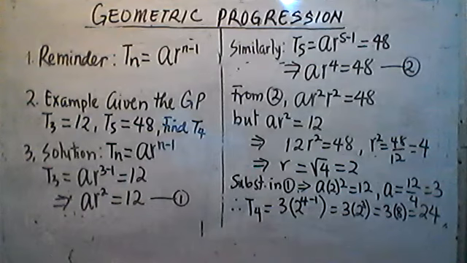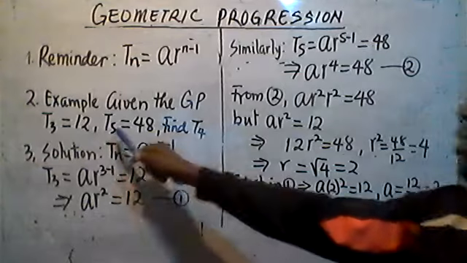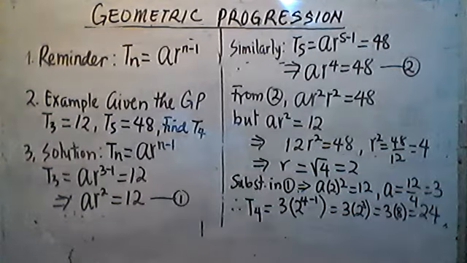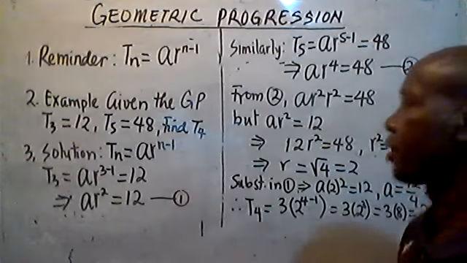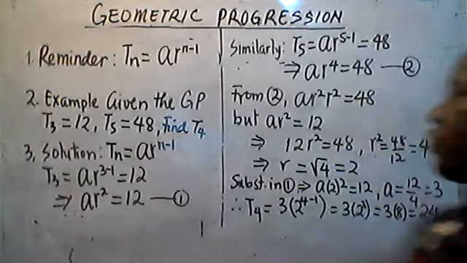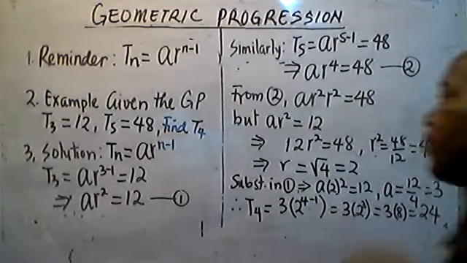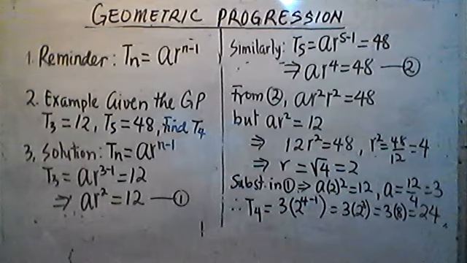Let's see how it is applied in this example. Assuming we are given a GP whose third term is 12 and its fifth term is 48, and we are asked to find the fourth term. In solving this problem, you use the third term to form equation 1, use the fifth term to form equation 2, and then you find the fourth term.